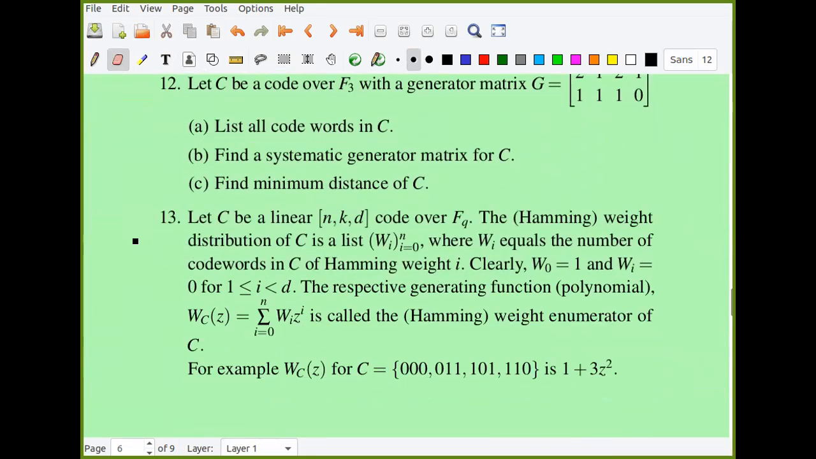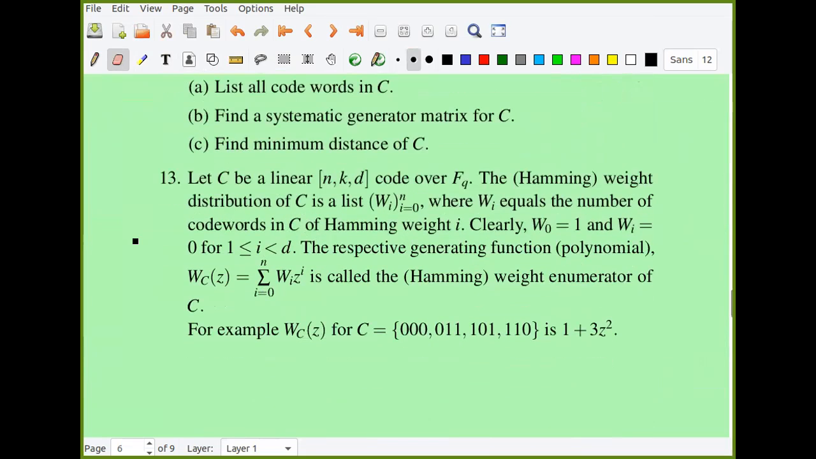Okay, now look at this problem. We have a linear code (n, k, d) over F_q, and the Hamming weight is given. W_i is the number of code words in C of Hamming weight i. So W_0 equals 1, right? Why is W_0 equal to 1? Only the zero vector has weight 0.